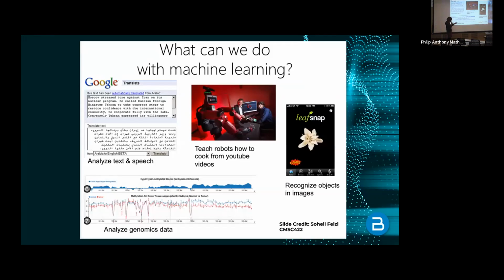I kind of stole this slide from S2022, but I gave credit. Essentially, I just want to give you a bunch of examples here of really cool things that machine learning can do in real life.